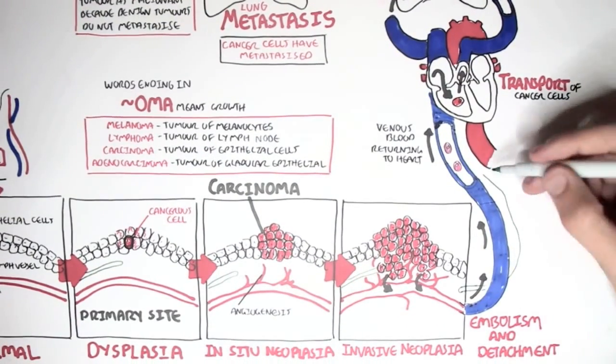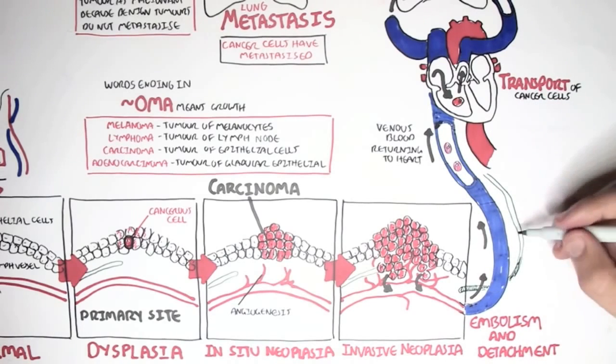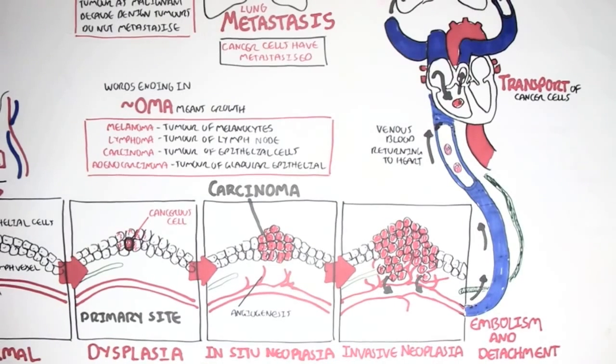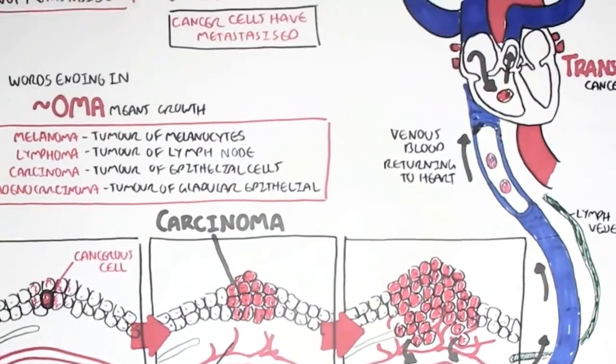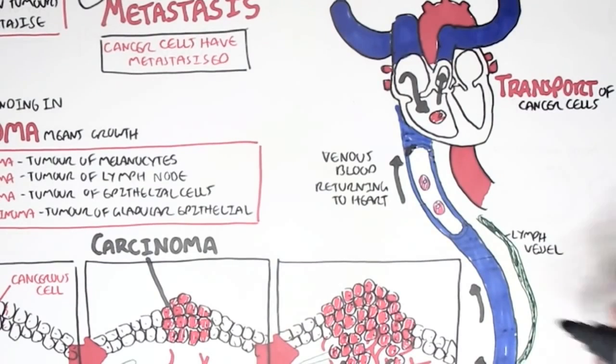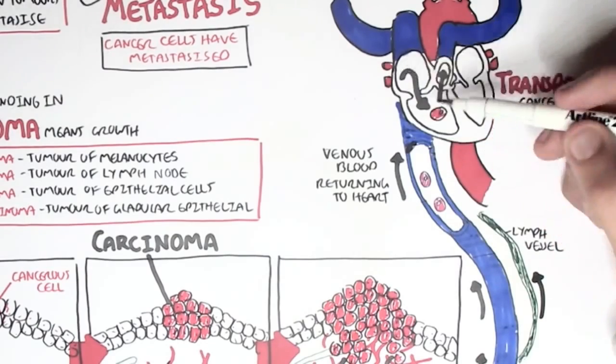Further, these invasive neoplasia, these invasive tumor cells, cancer cells, can also travel through the lymph vessel, and the same thing, it can spread to other tissues and organs. For example, when it enters the lymph vessel, the lymph vessel can travel to the heart, and then the cancer cells can be pumped from the heart again to other tissues.